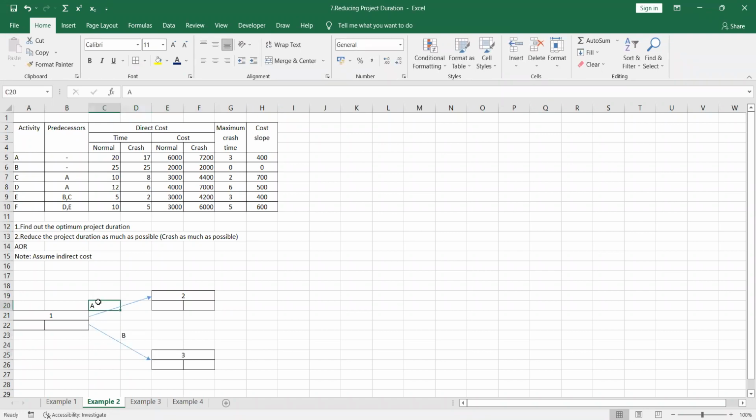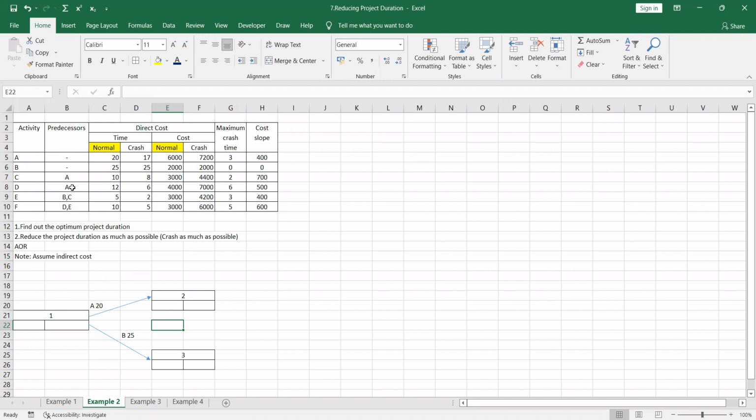Right. And activity A, when we are getting the time and cost, you have to take the normal cost and time. The normal time for the activity A is 20. For the B activity, it is 25. So we have now done up to this.